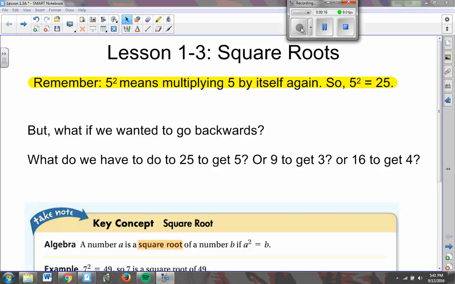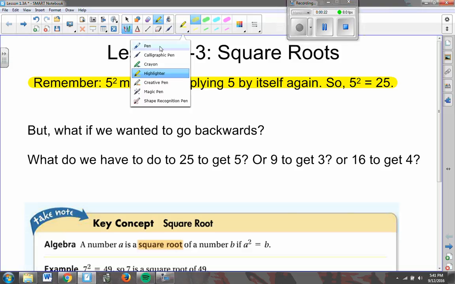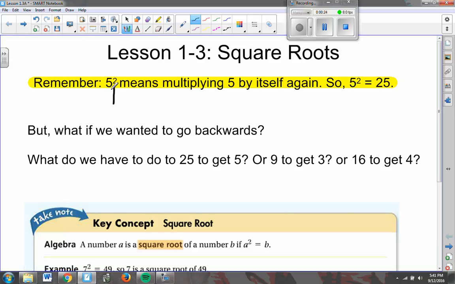Okay, so remember that 5 to the second power, with this little 2 up above there, means to multiply 5 by itself, right? 5 squared, 5 to the second power, means 5 times 5. So 5 times 5, 5 squared, is 25.